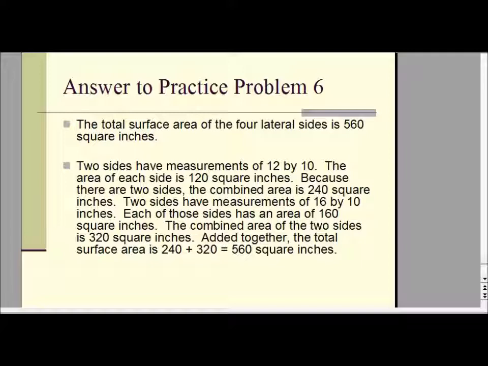The total surface area of the 4 lateral sides is 560 square inches, and that's the amount of wire mesh he has to buy. 2 sides have measurements of 12 by 10. The area of each side is 120 square inches. Because there are 2 sides, the combined area is 240 square inches. 2 sides have measurements of 16 by 10 inches. Each of those sides has an area of 160 square inches. The combined area of the 2 sides with those measurements is 320 square inches. Added together, the total surface area is 240 plus 320 equals 560 square inches.